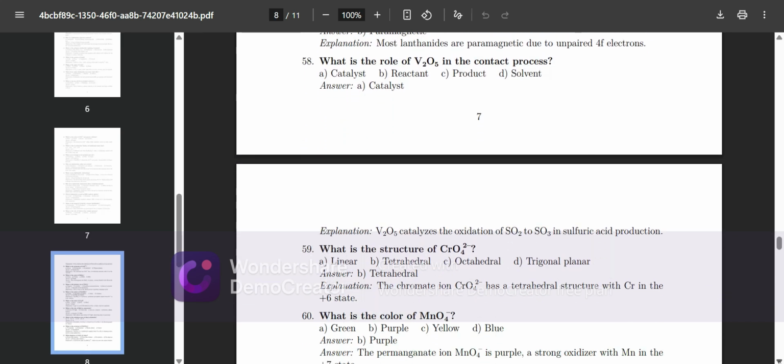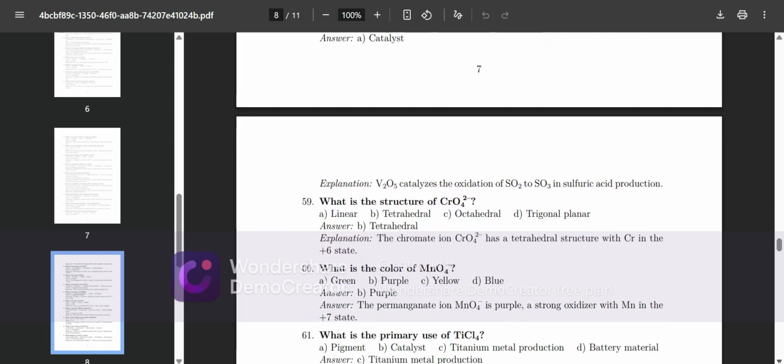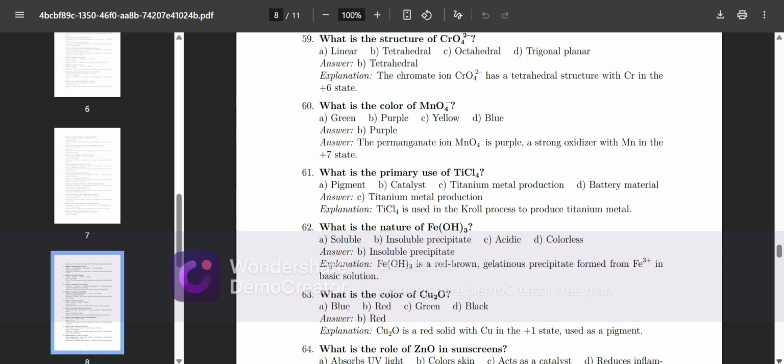What is the role of V2O5 in the contact process? Catalyst. V2O5 catalyzes the oxidation of SO2 to SO3 in sulfuric acid production. What is the structure of CrO4 2-? Tetrahedral. The chromate ion CrO4 2- has a tetrahedral structure with Cr in the +6 state. What is the color of MnO4-? The permanganate ion MnO4- is purple, a strong oxidizer with Mn in the +7 state.